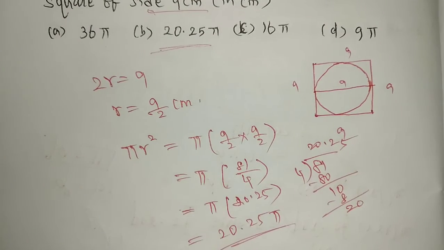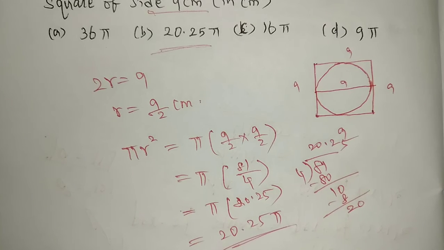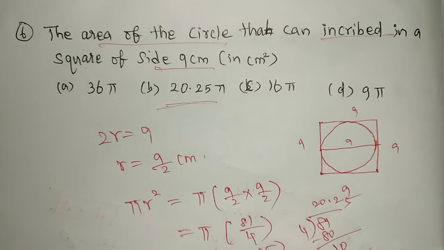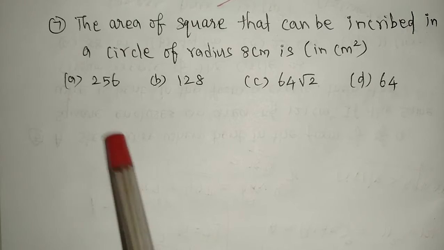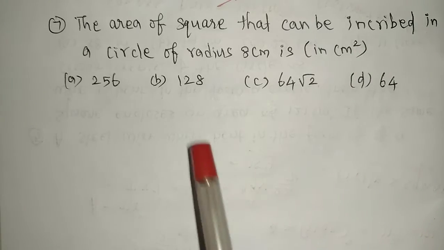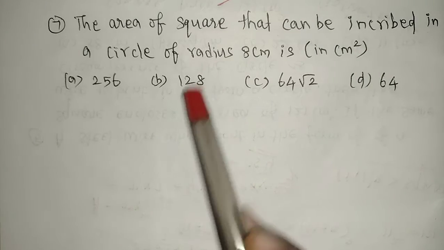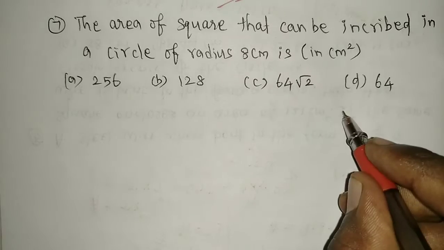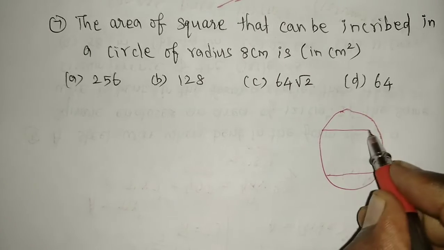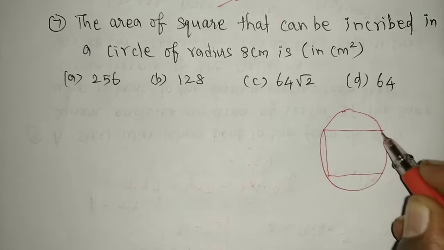That's it. So you have to understand clearly what the question is telling, then it's very easy. Okay, we'll go to question number 7. The area of a square that can be inscribed in a circle. Now, the opposite of question number 6, we have one circle, and inside it a square is there.